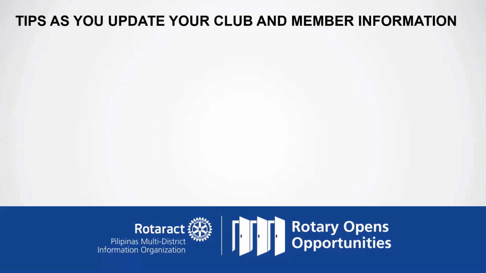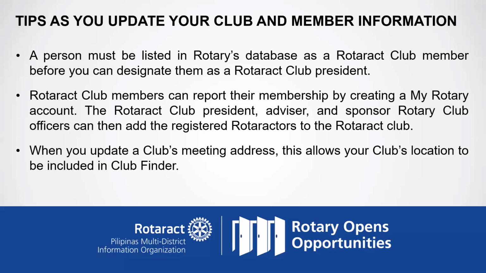Just some information that might be useful. A person must be listed in Rotary's database as a Rotary Club member before you can designate them as a Rotaract Club president. Rotaract Club members can report their membership by creating a My Rotary account. The Rotaract Club president, advisor, and sponsor Rotary Club officers can then add the registered Rotaractors to the Rotaract Club. And when you update a club's meeting address, this allows your club's location to be included in Club Finder, which I will further discuss later.